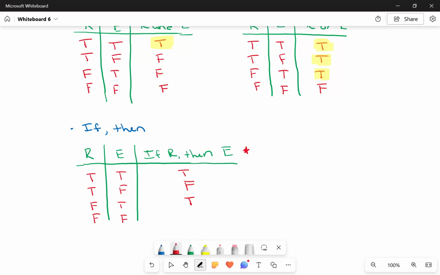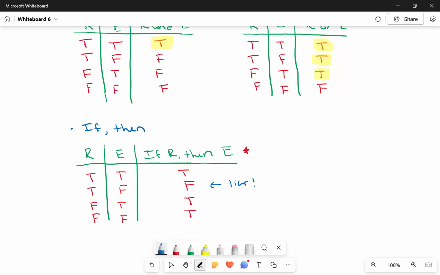And same with the last one. Both happen to be false. If I pay the rent, then I pay the electricity. I didn't pay either of them. Fine. I didn't lie. So the if-then format comes down to the idea that there's only one case in which you would be a liar, and that's this case.